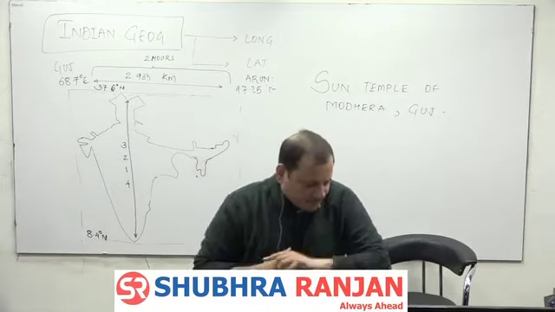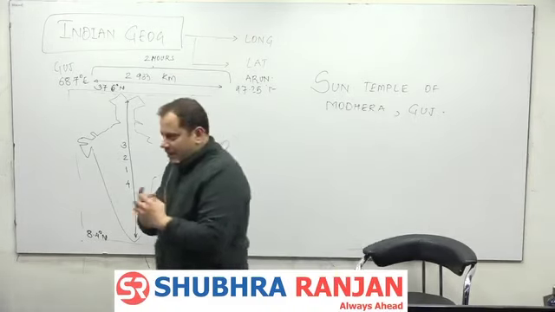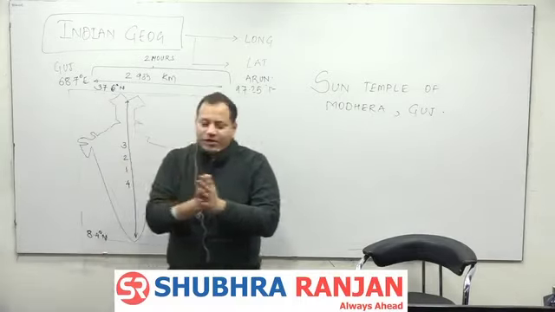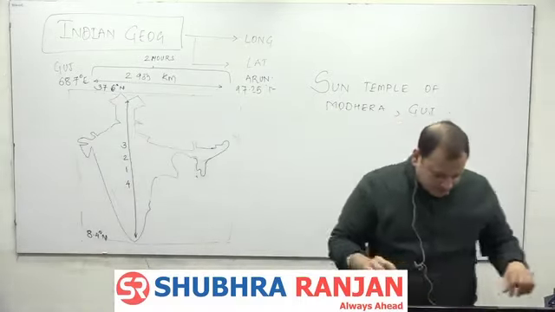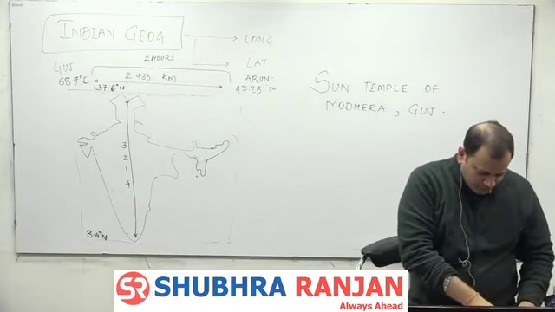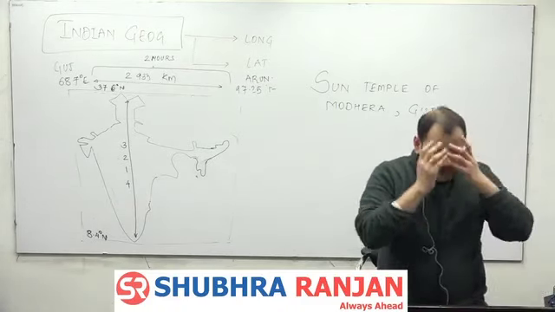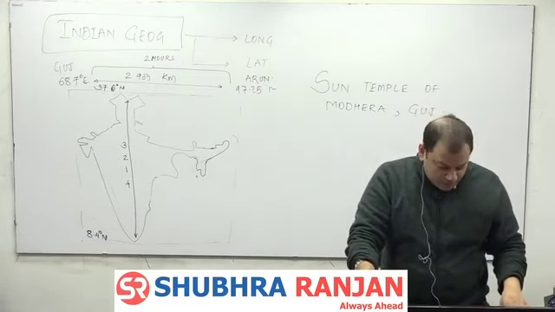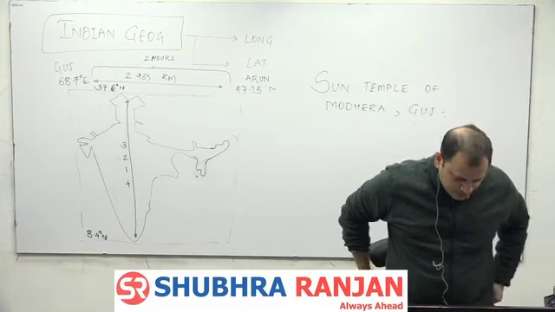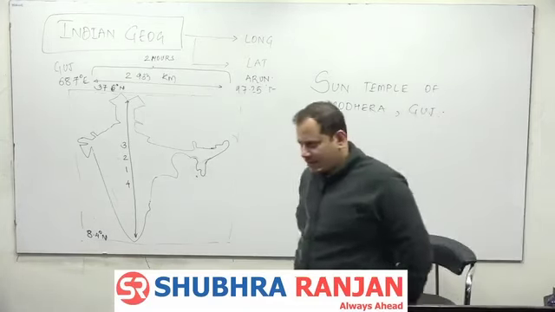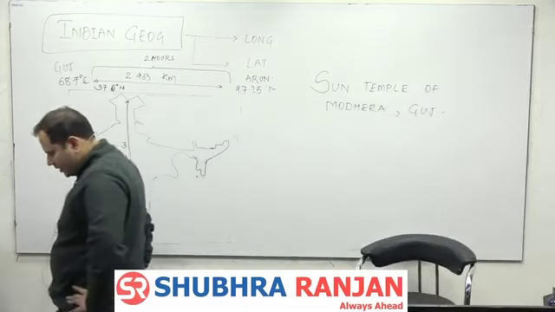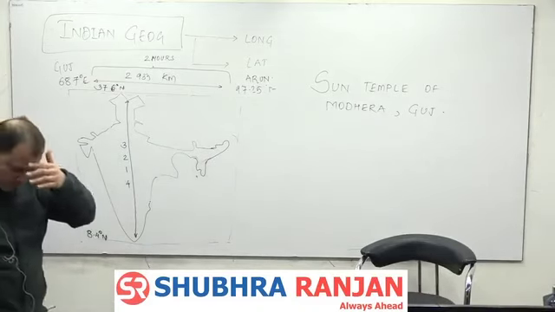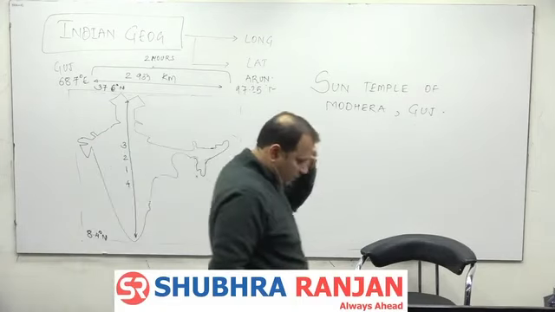Next point. The area to the north of the Tropic of Cancer is twice the area to the south of the Tropic of Cancer.